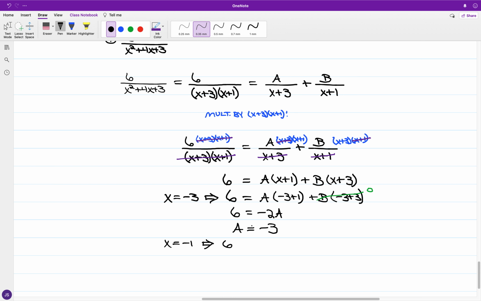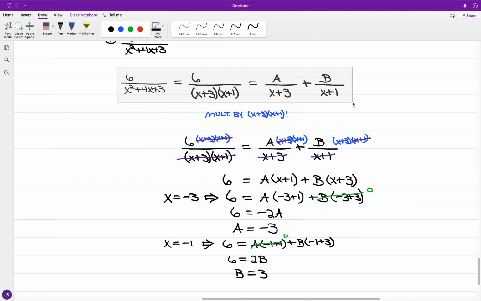So we're going to have 6 is equal to a times the quantity of negative 1 plus 1, and we have plus b times the quantity of negative 1 plus 3. And again, negative 1 plus 1 goes out, and negative 1 plus 3 is 2, so we have 6 is equal to 2 times b. And so we'll have that b is equal to 3.